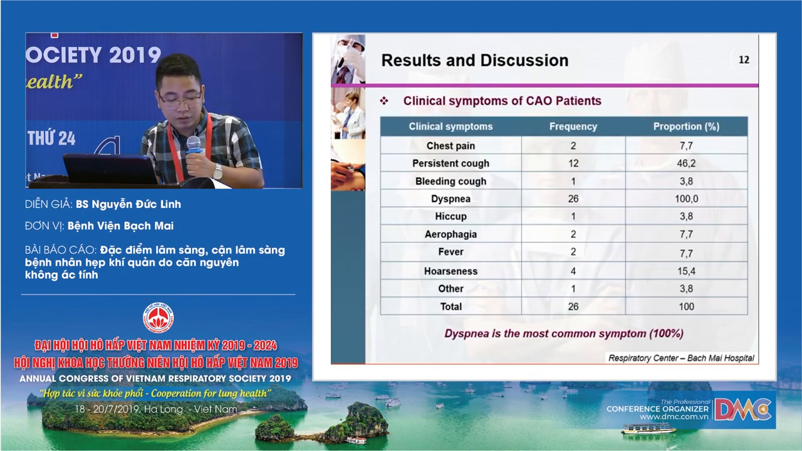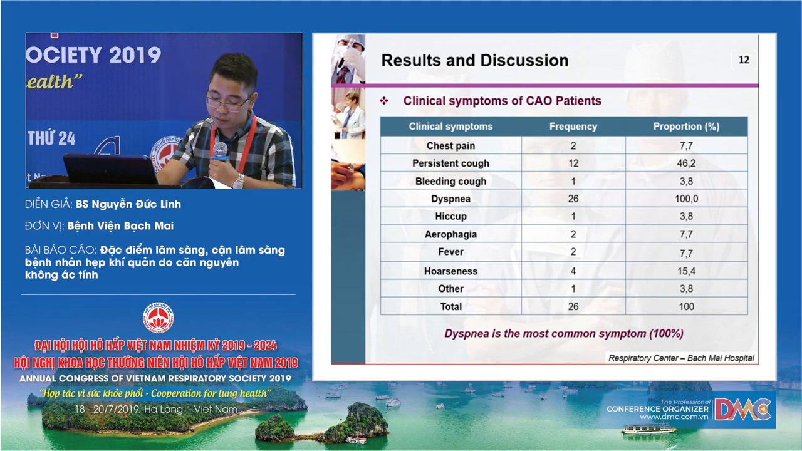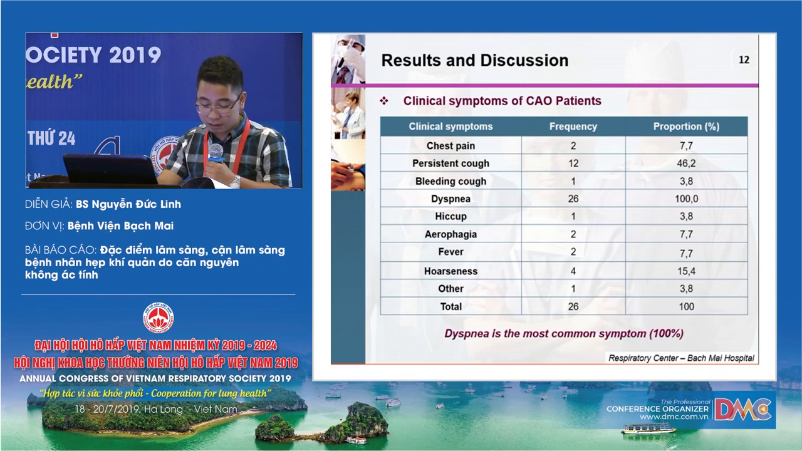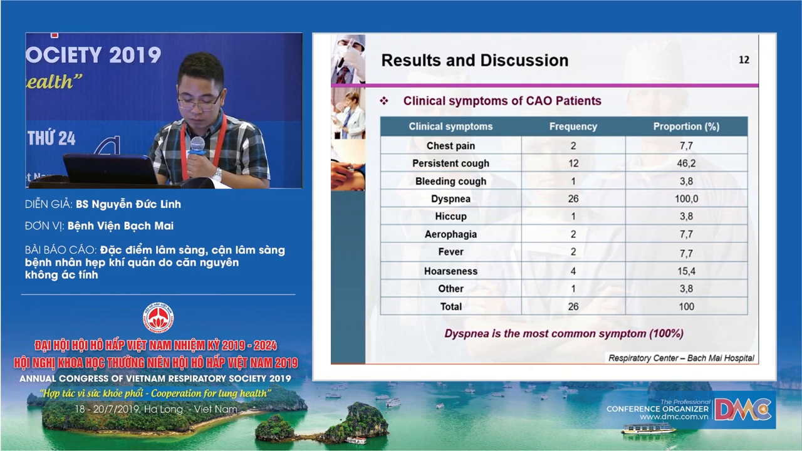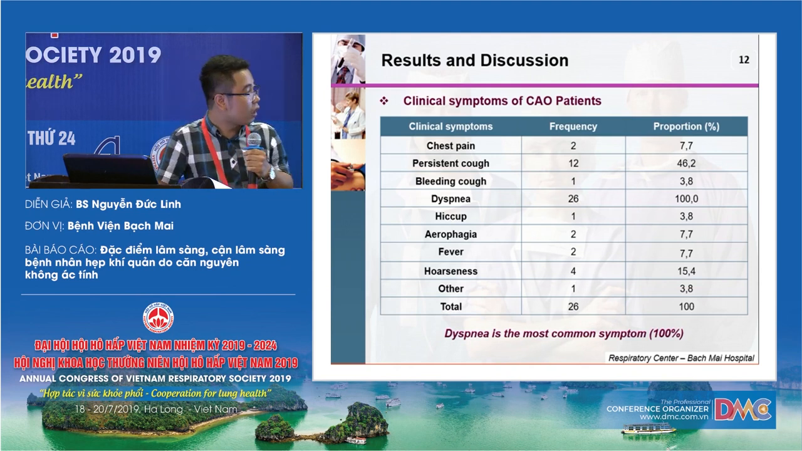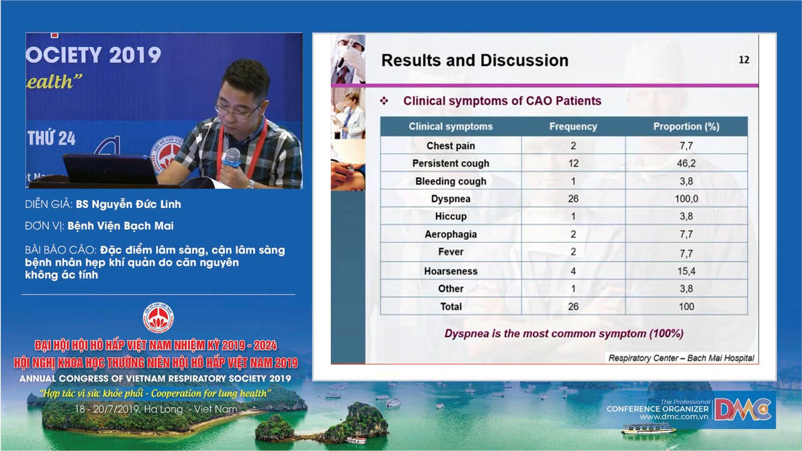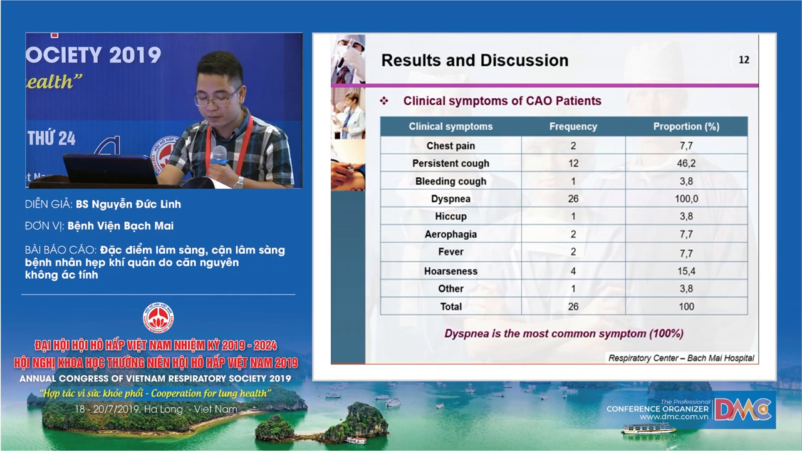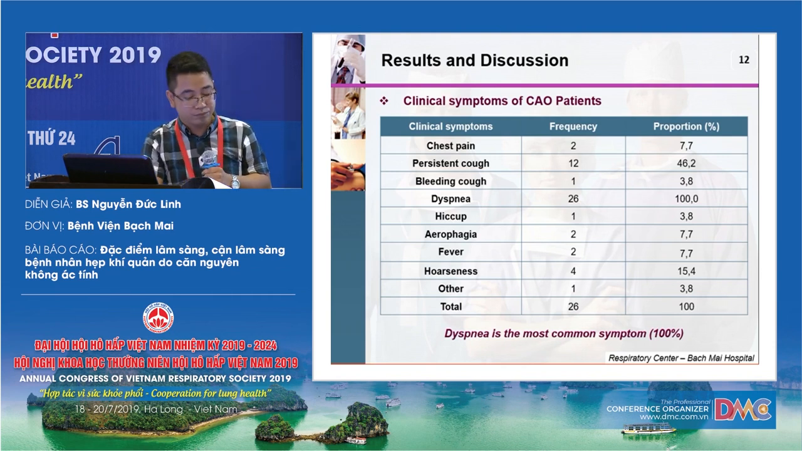Dyspnea is the most common symptom, 100%, followed by persistent cough, 46%. This result is similar to a previous study, in which dyspnea was 58% and cough was 45%. Dyspnea often occurs when the airway is narrowed by more than 25%. In our study, the number of CAO patients with severe levels, grades 3 and 4, is higher than in the other groups, and this may explain the similar results between the two studies.